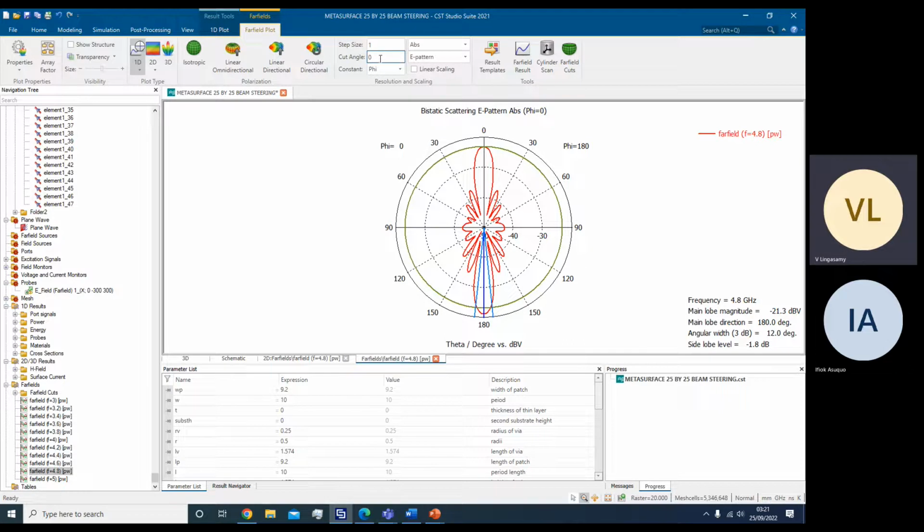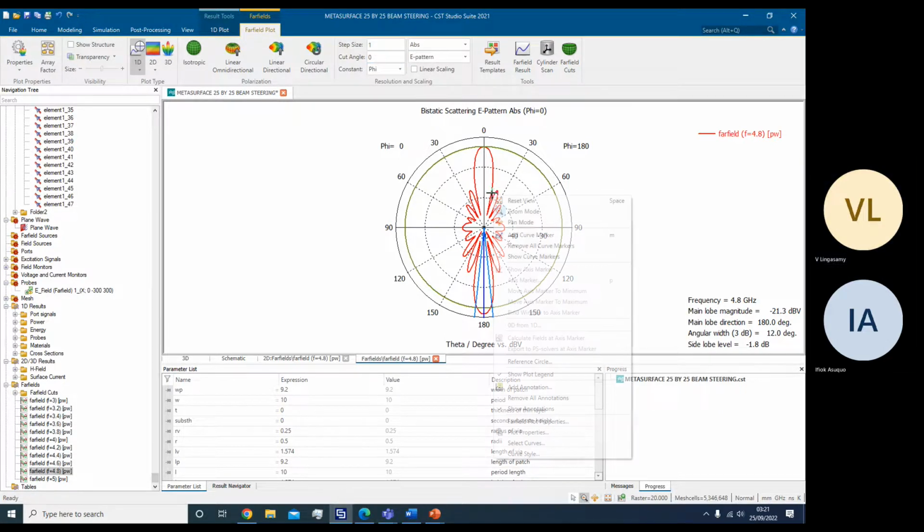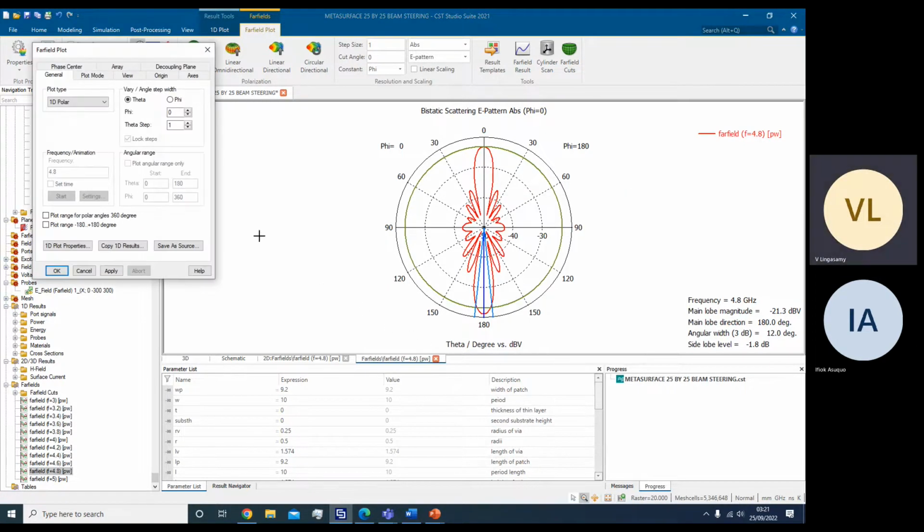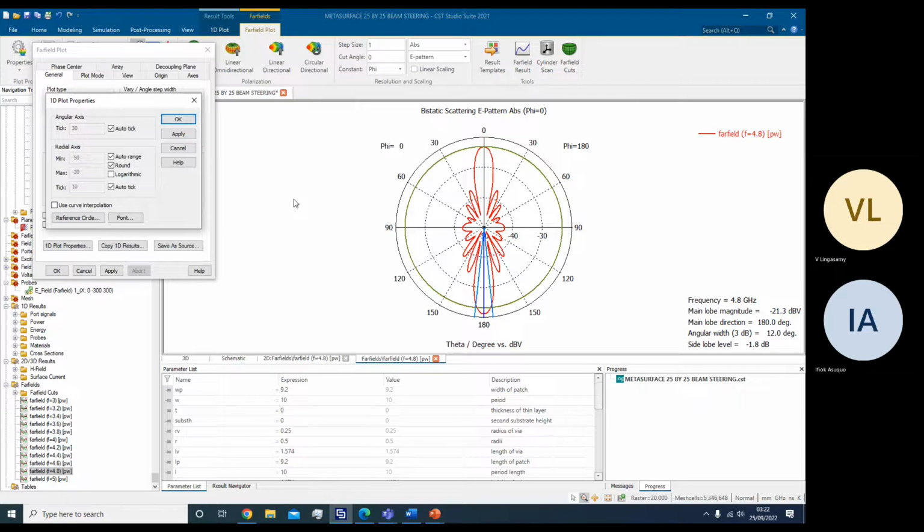Yeah. Okay. You go to right click it. Far field plot properties. Here you can see that. Please, this is the main reason I called you, because I'm not having the answers. So 1D plot properties on the bottom. Okay. Here you can change.